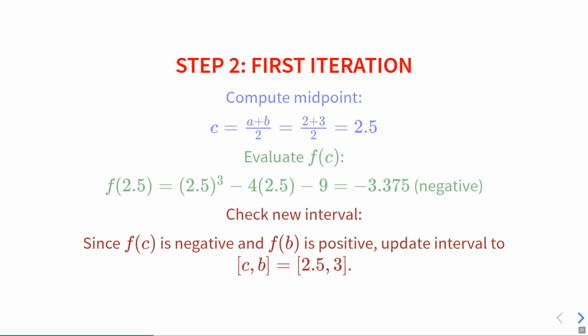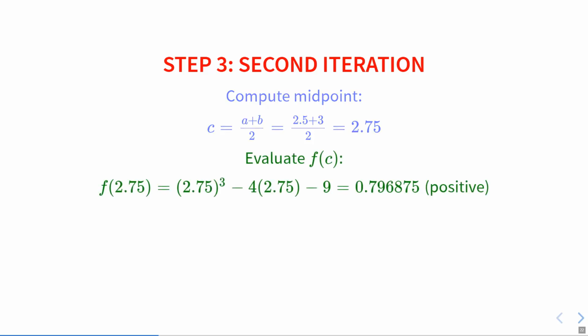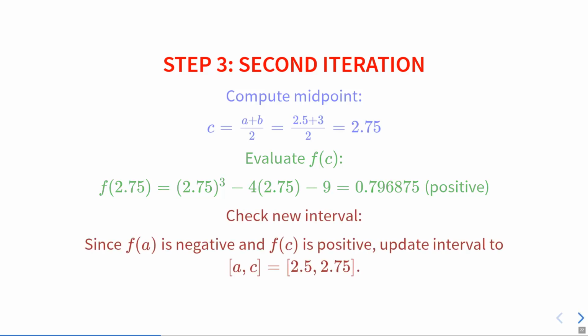Now again we have to find the midpoint. So c is equal to (a + b)/2. A is 2.5 and b is 3 right now, divided by 2, so that is 2.75. Now again I have to calculate f(c). So here c is 2.75, and if I plug that into the function, I'll get 0.796875, that is positive. So earlier f at 2.5 is negative, and f(c) at 2.75 is positive. So now the updated interval will be 2.5 and 2.75.